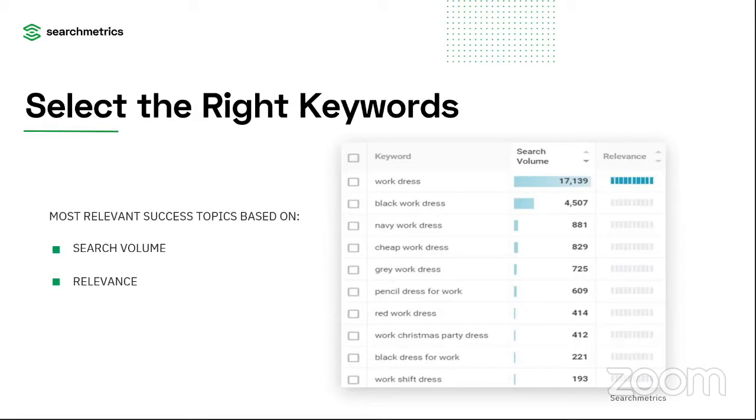However, you can also decide to focus on a long tail type of keyword because you feel like there might be a lot of competition for work dress. So really something that is important is to look at the search volume, but also the relevance, as you can see on the right column. And that's something that as Searchmetrics, we are really focusing on, because we want to make sure that the keywords we pick are relevant.